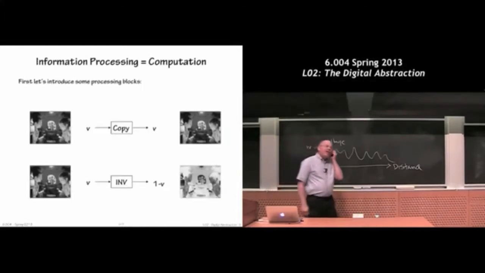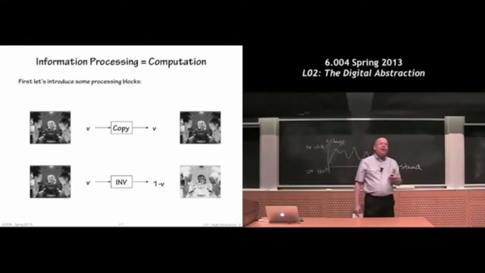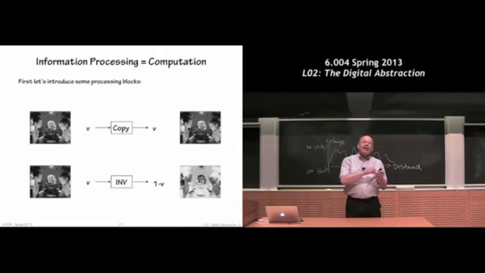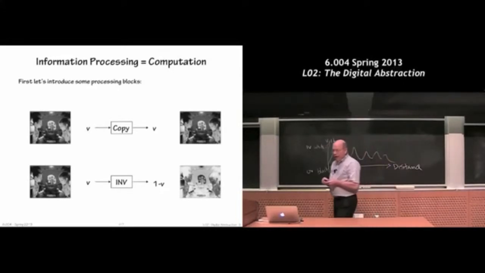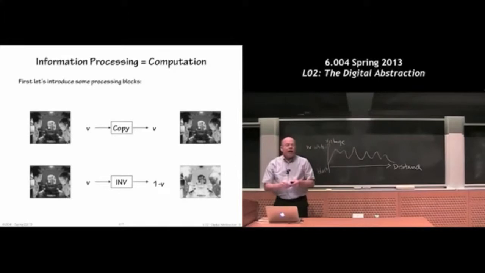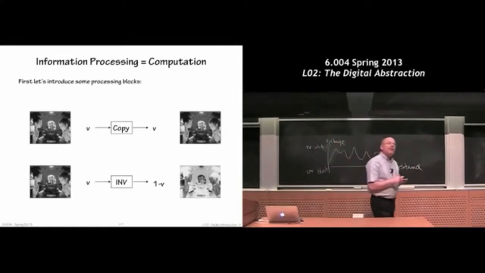So let's continue our thought experiment. Let's design 2 processing elements, one of which is a copy element that takes in the voltage-encoded luminosity, so a voltage of between 0 and 1 volts, and simply reproduces that voltage on its output. And then a second building block is the inverter, which will invert the voltage. If I put in pure white, I get out pure black, and so forth. So those are our 2 basic building blocks.